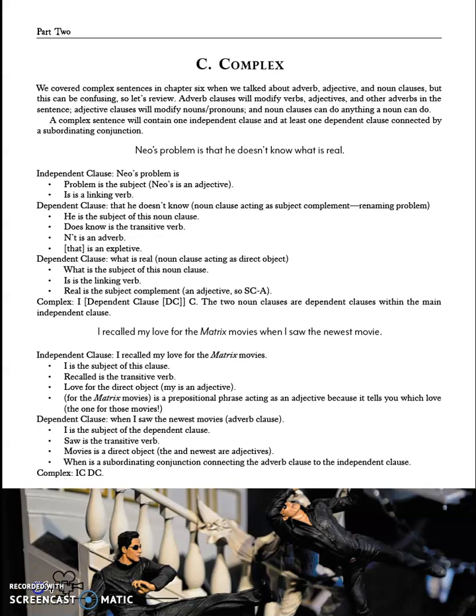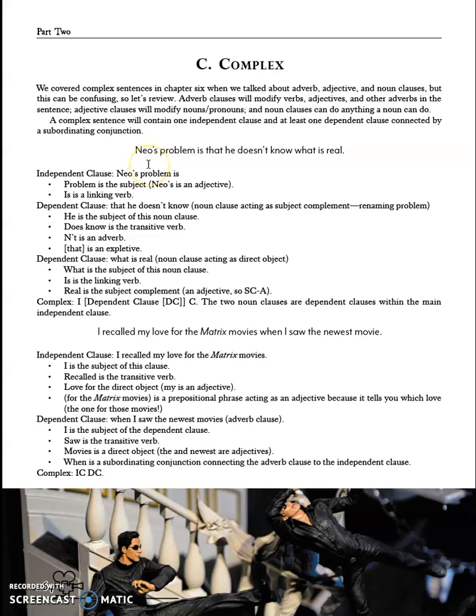This video is about Chapter 7, Part C, so we are into complex sentences. We've already done this in Chapter 6, because a complex sentence is going to have one independent clause and one dependent clause, and the dependent clauses are going to be adverb clauses, adjective clauses, or noun clauses, just like in Chapter 6. But a complex sentence is going to have one independent and one dependent, and they'll be connected by a subordinating conjunction.